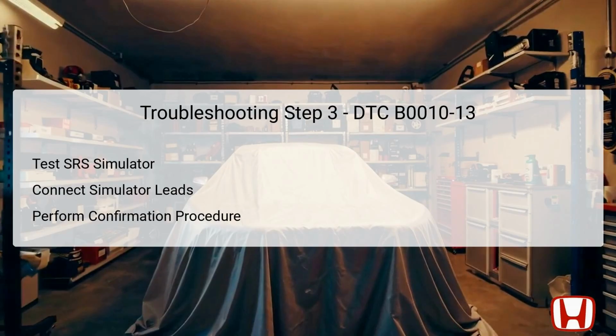For the third step, utilize the SRS inflator simulator to test the system. First, connect the terminals of the SRS simulator lead J to the SRS inflator simulator, which consists of 2 ohm connectors. Then connect this simulator lead to the front passenger's airbag inflator connector located in the dashboard wire harness. By performing the confirmation procedure after making these connections, you can determine if the DTC still appears. If the conditions for DTC B0010-13 do not exist after this test, the issue likely resides with the front passenger's airbag. Otherwise, it may hint toward other related components.